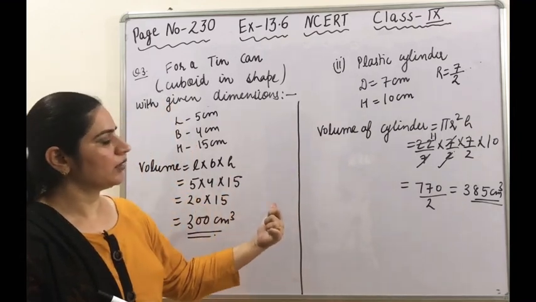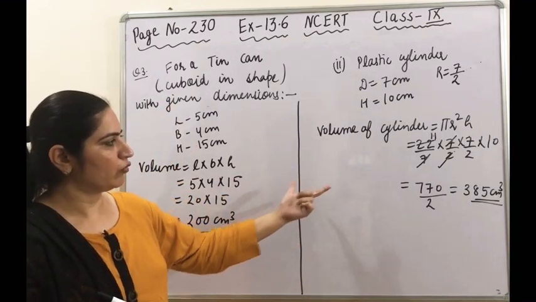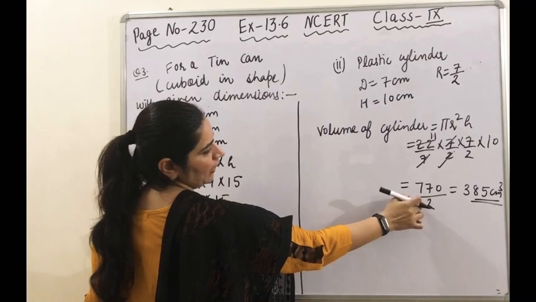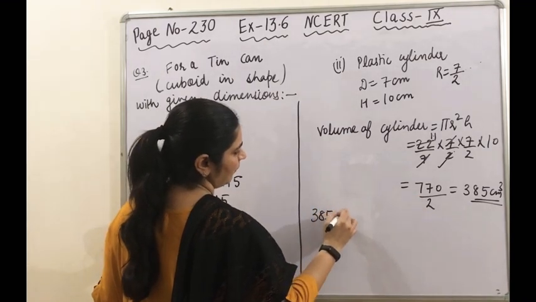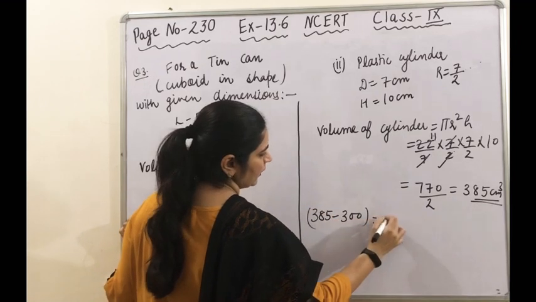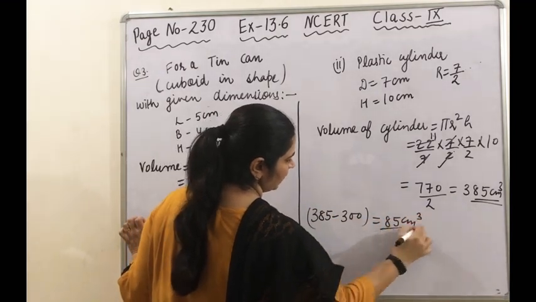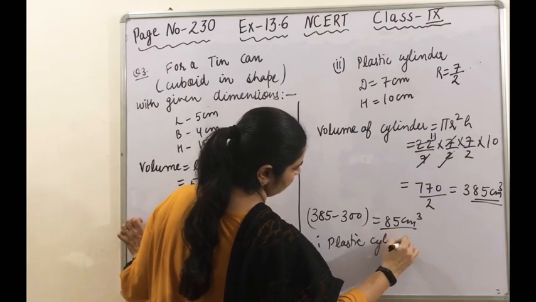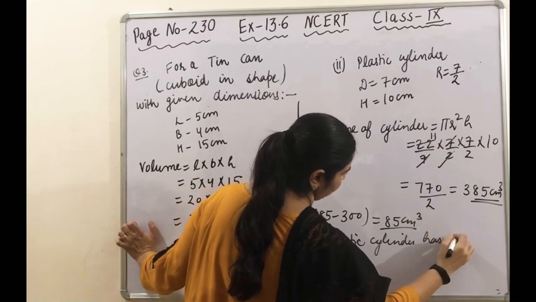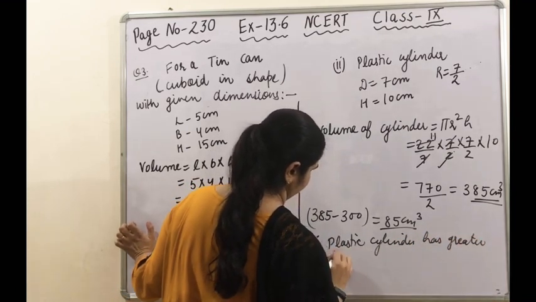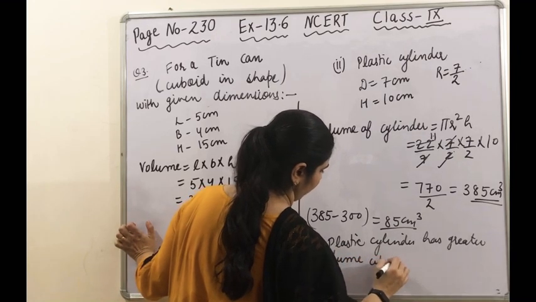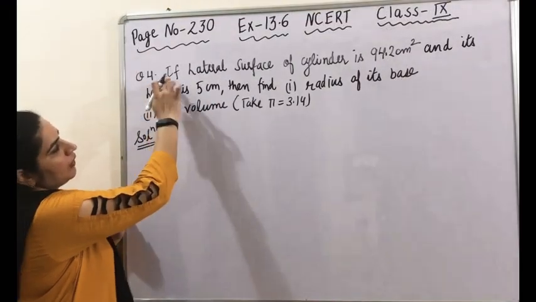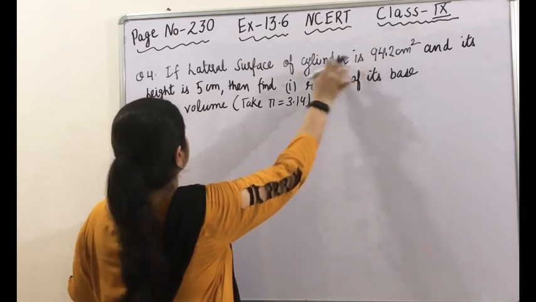In the first part they were asking us just to find out the volume, and in the second part they were asking how much. Here we have to find out which has the greater volume and by how much. So the second one has the greater volume. We'll do the subtraction here, which is 85 centimeter cube. Therefore this plastic cylinder has greater volume of 85 centimeter cube.